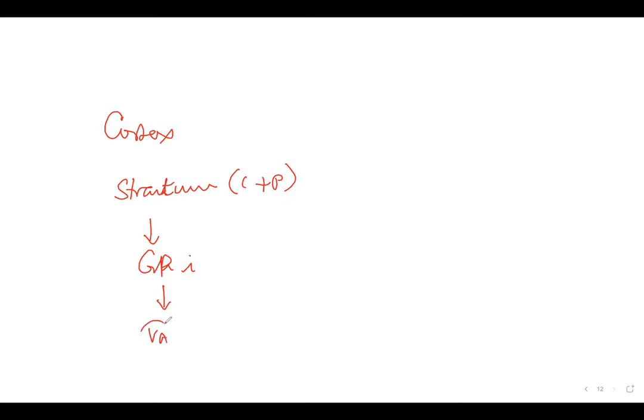What are the structures involved? Structures involved are cortex. Striatum, which is caudate nucleus plus putamen. Globus pallidus interna, GP interna. Thalamus, that is VA and VL of the thalamus. And this has a connection to the cortex. This is simplified. You can now simplify it by writing like this.